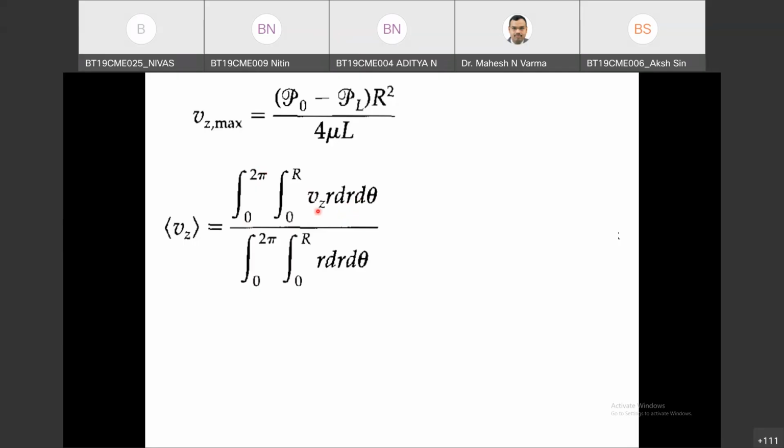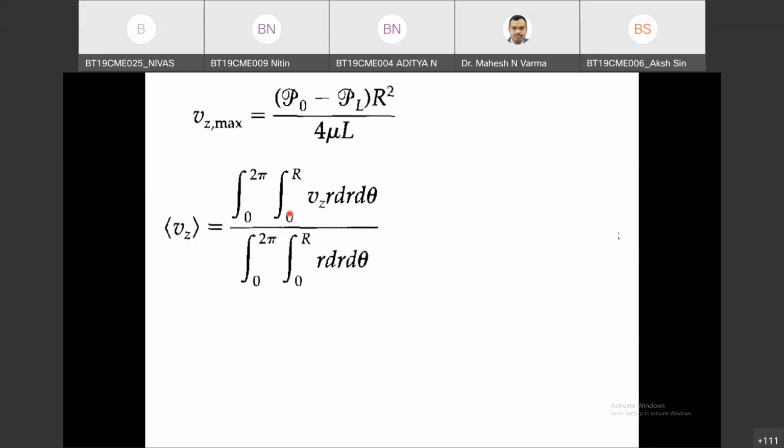Consider a small differential area r dr d theta, and Vz is the velocity. I am summing up this velocity and dividing by the area, which will give me the average over the cross sectional area. As velocity is a function of r, I cannot take it out directly, and I cannot directly use the maximum velocity. So I get the average value of velocity.